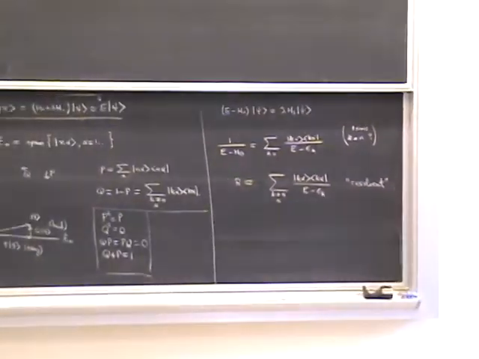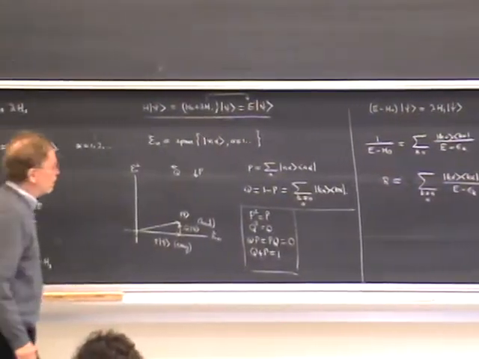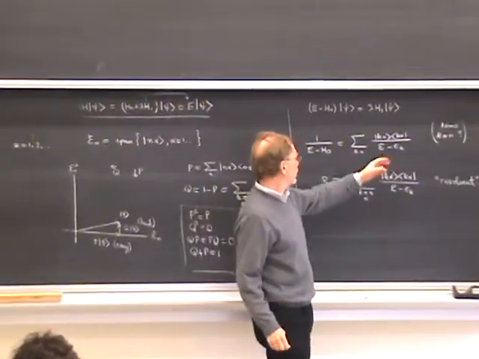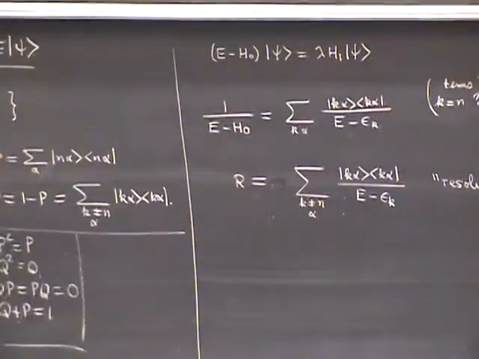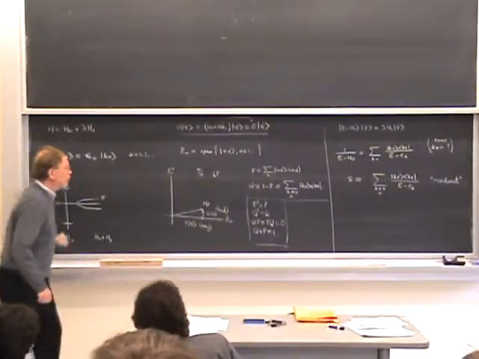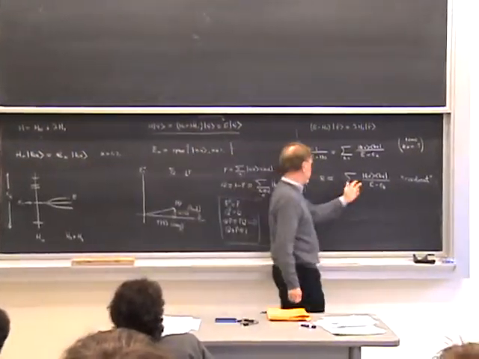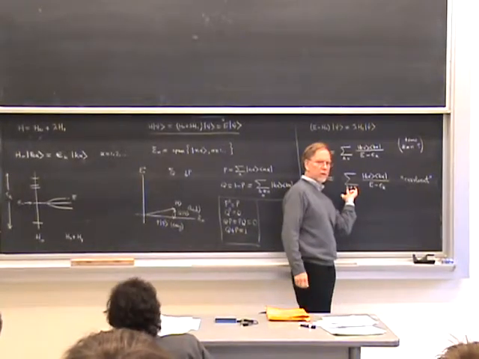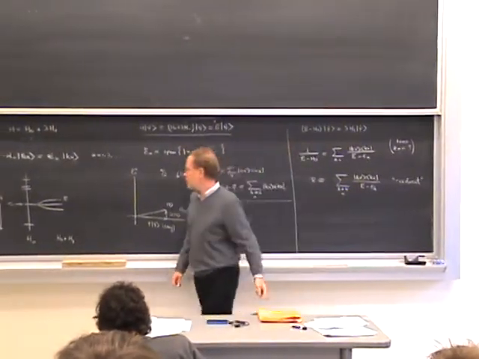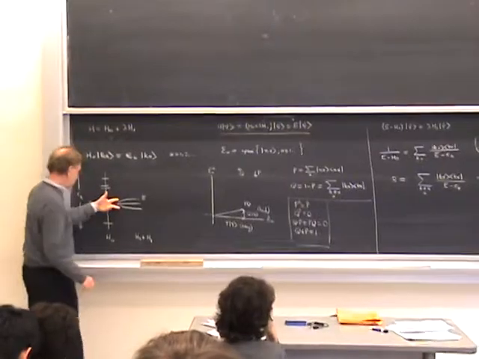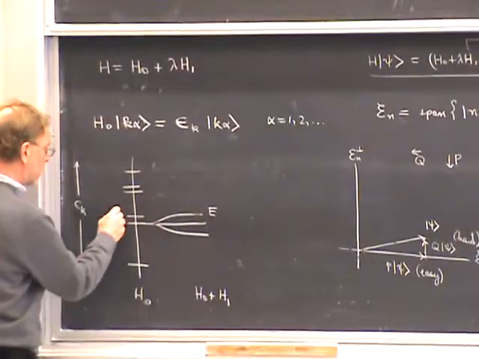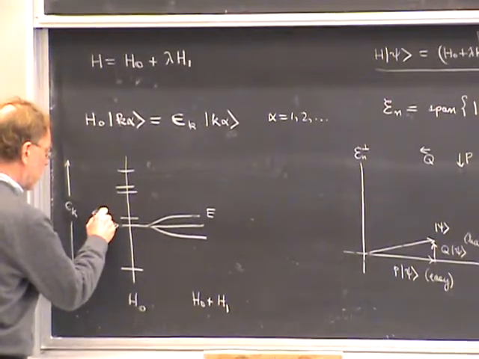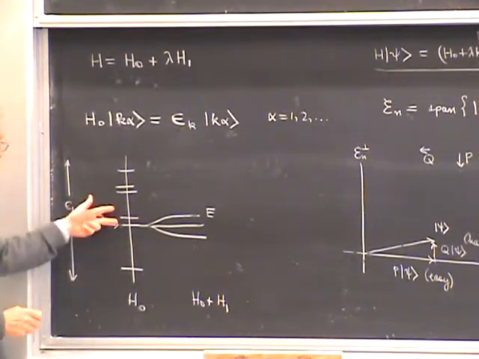Now, before I go on, there is a further worry here, which is that we excluded the terms k equals n, because those are the terms that are obviously small when you draw a diagram like this. What we need to ask is, is it possible that any other terms for k not equal to n might also be small? In particular, suppose, the way I drew it, it's not true, but suppose there was another unperturbed energy level, let's call it epsilon m, that was very close to epsilon n.